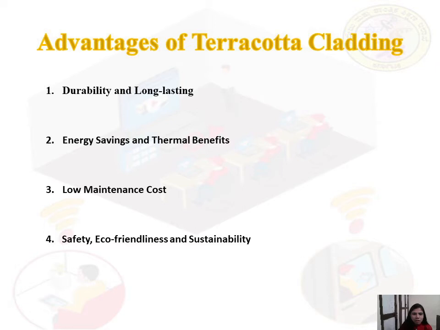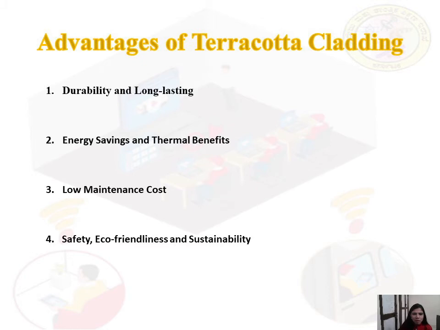The next is low maintenance cost. The surface of terracotta cladding is not likely to get dusty. It can be easily power washed, that is, washed with a water spray every 2 to 3 years, and afterwards it looks like its original color. And this terracotta cladding system does not use any sealants, and therefore it reduces the need to maintain the joints also. The maintenance cost is very much less when compared to other types of cladding.